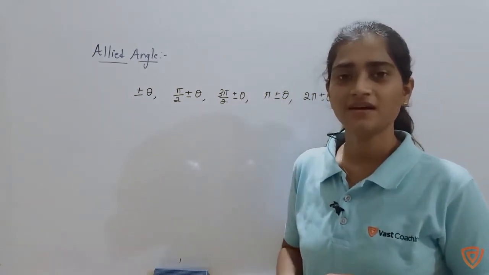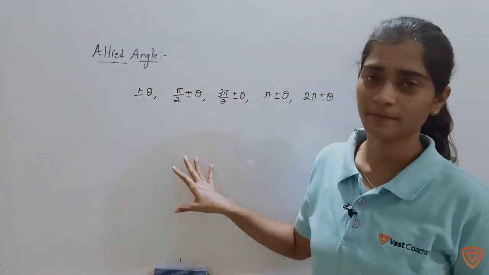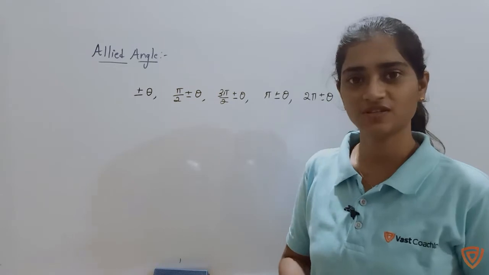Now let us take some examples and see how we can find the value of the given trigonometric ratio.